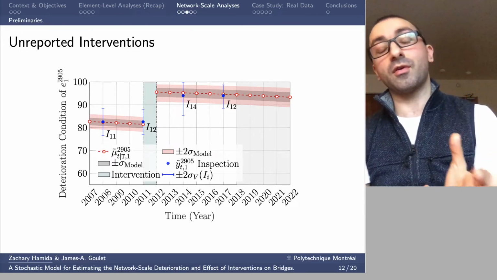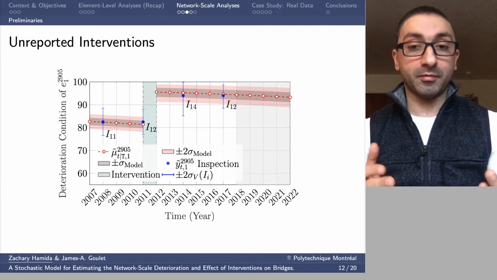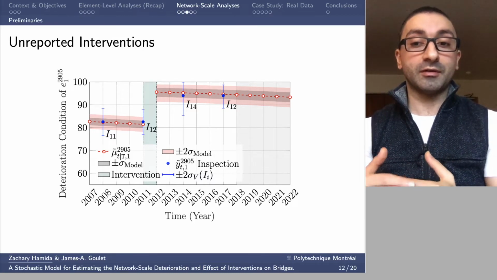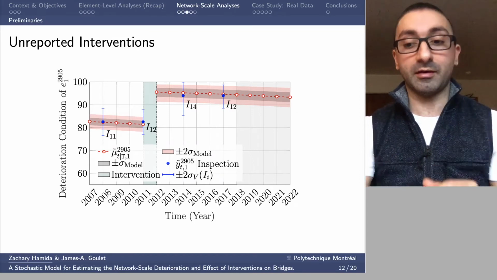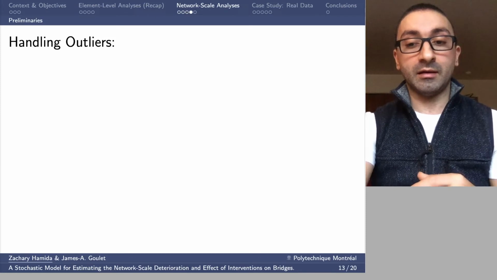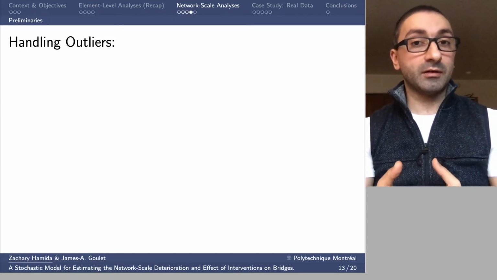So this is for the missing interventions, unreported at all. There are further details that characterize how we deal with other issues, but these are the highlights of that part. Now, we talked about missing data.